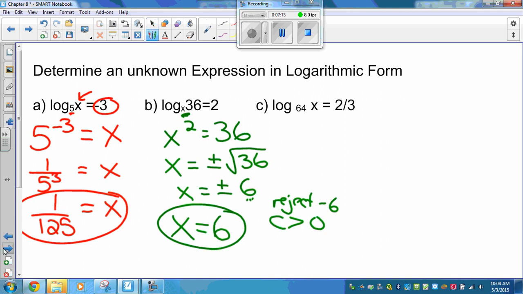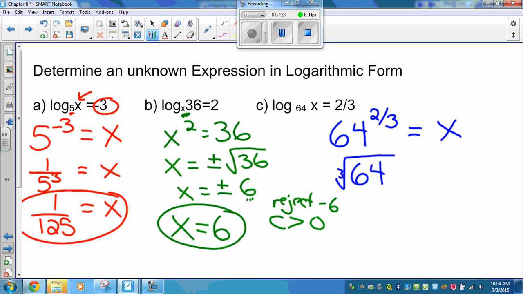This next question here, 64 to the power of 2/3 is equal to x. Okay, so that is like 64, the cube root, all squared. Because the 3 on the bottom means that that's the root, and then this is raised to the power. So that's how I got the cube root of 64 all squared.